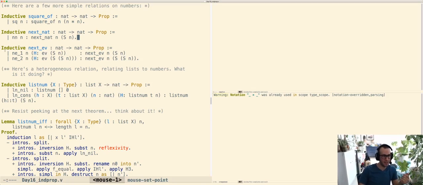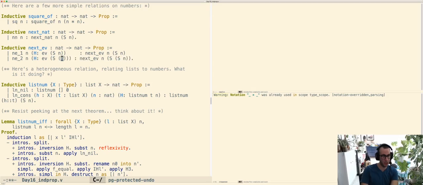Okay, lastly, next EV. So next EV says, well, I'm going to relate a number to the next even number. There are 2 ways of doing it. Well, the first way is, if I have a number n and the successor of n is even, then that's the next even one, just the successor. We could have equivalently said this: if I have a number n and n is even, then s of n.